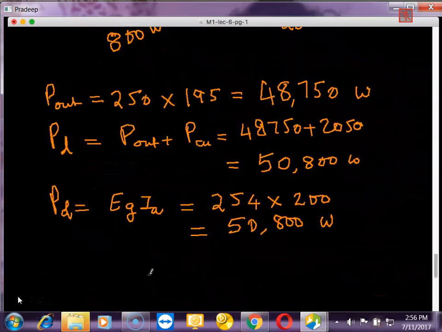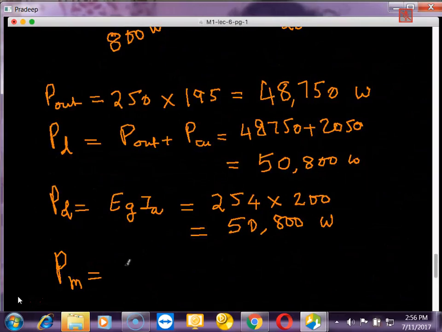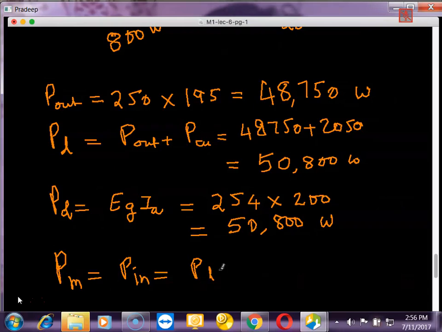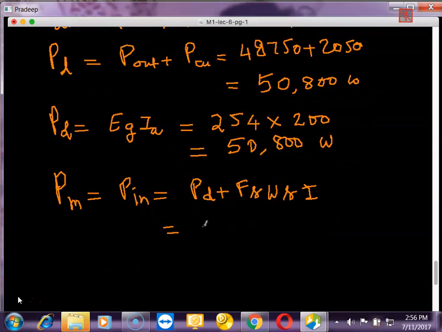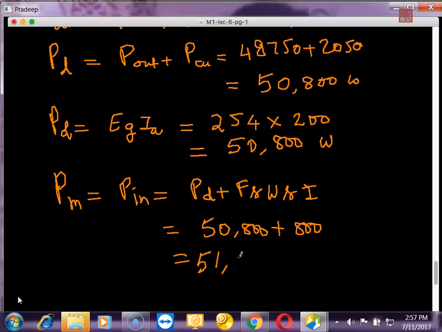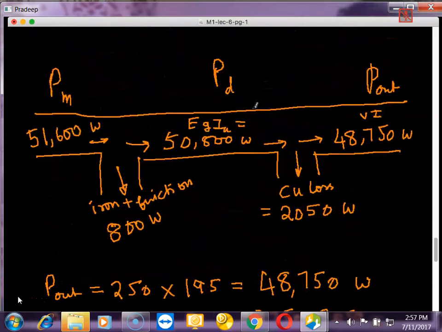So let me write it here. Power mechanical is nothing but power input. It is nothing but power developed plus friction and windage losses, F and W, and iron losses. So therefore here I am getting 50,800 plus 800, and this gives me 51,600 watts.